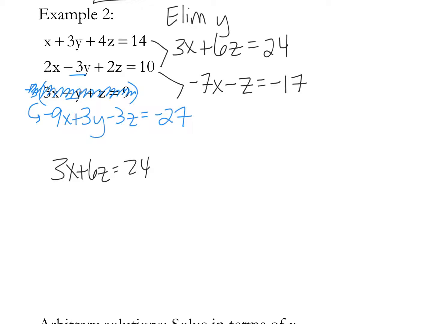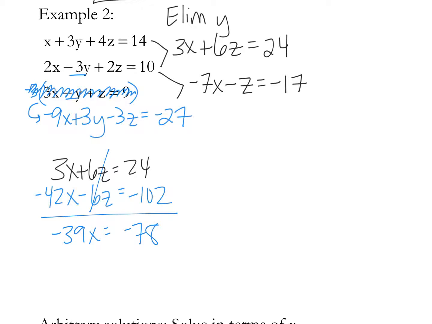My second equation, I'm going to multiply everything here by 6 because that'll let my z's cancel. So when I multiply everything there by 6, I get negative 42x. Let's see, minus 6z. And this is going to give me, I believe, negative 102. And so now when I add these together, the z's cancel, and I have negative 39x equals negative 78. This gives me x equals 2.